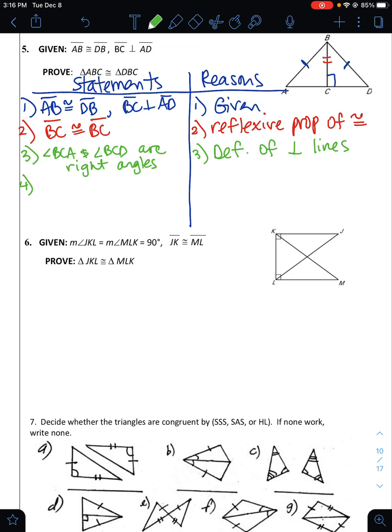Then I need to say, well, if those are right angles, then that means I have right triangles. So I'm going to say here that triangle BCA and triangle BCD are right triangles. And then this is another definition. Because I established that I had right angles, the definition of a right triangle is having one right angle. So definition of right triangles.